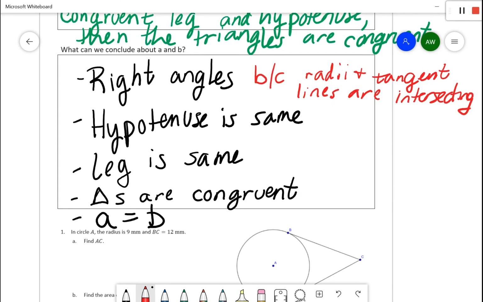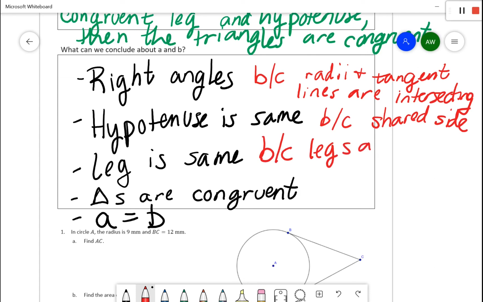All right, we said the hypotenuse is the same. Why did we say that? Well, we said this is the same because it's a shared side. Then we said the leg is the same, and that was because the legs are both radii. And we know that everywhere the radii are the same. And then we say the triangles are congruent because of the hypotenuse-leg theorem.